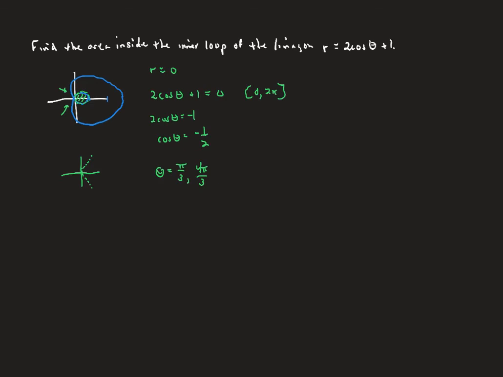So our area is going to be, again, 1/2 the integral with limits pi over 3 to 4 pi over 3, of our r squared, which in our case is 2 cosine theta plus 1 quantity squared, d theta. We can punch that into our calculator, and hopefully we will agree that it's 0.544.